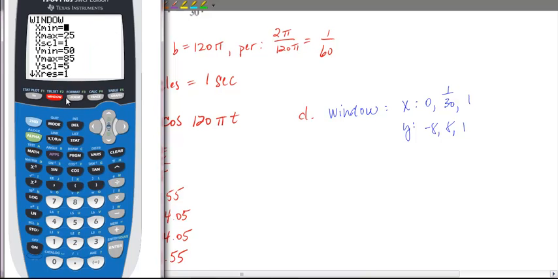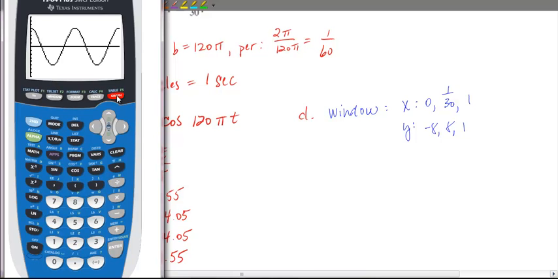I want my window to be set to this over here. So I have 0 for x min. I've got 1/30th for the x max. I'm incrementing by 1. The y min needs to be negative 8. Max is going to be a positive 8, and we're incrementing by 1s again. So based on that, let's graph it. And your function should look like this.